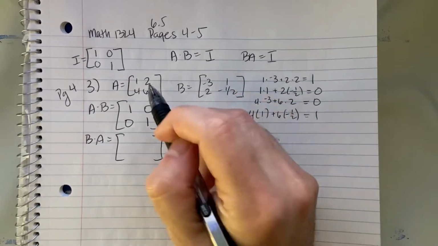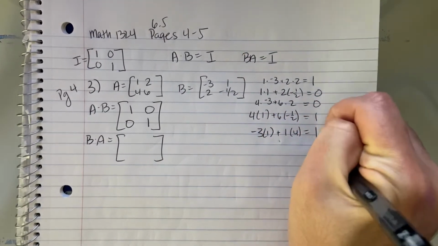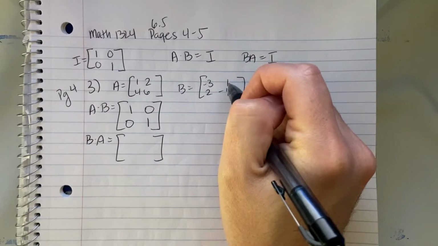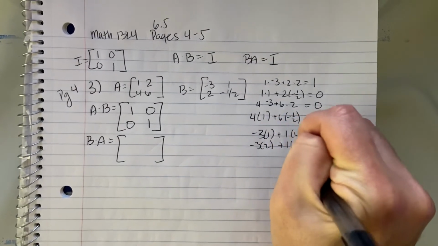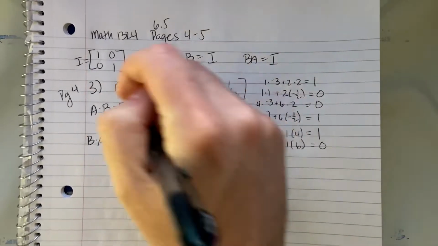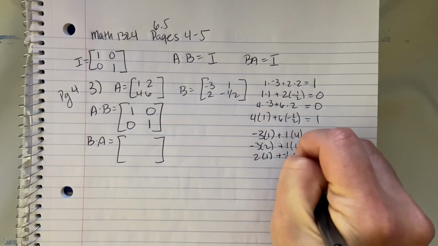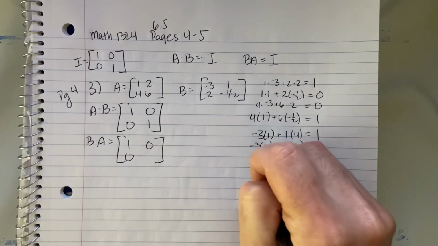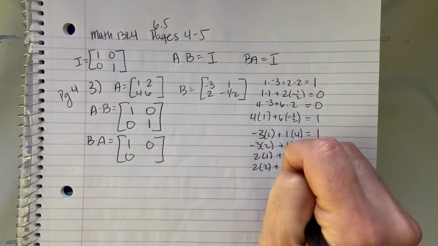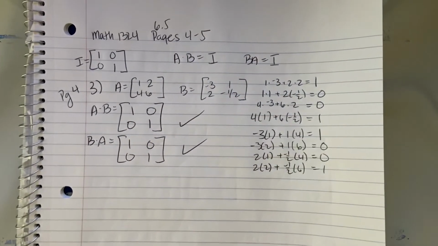That would be -3 times 1 plus 1 times 4, which is 1. -3 times 2 plus 1 times 6, that's -6 plus 6, which is 0. 2 times 1 plus -1/2 times 4, that's 2 plus -2, which is 0. And lastly, 2 times 2 plus -1/2 times 6, that's 4 plus -3, which is 1. They're both the identity, which means they are inverses.